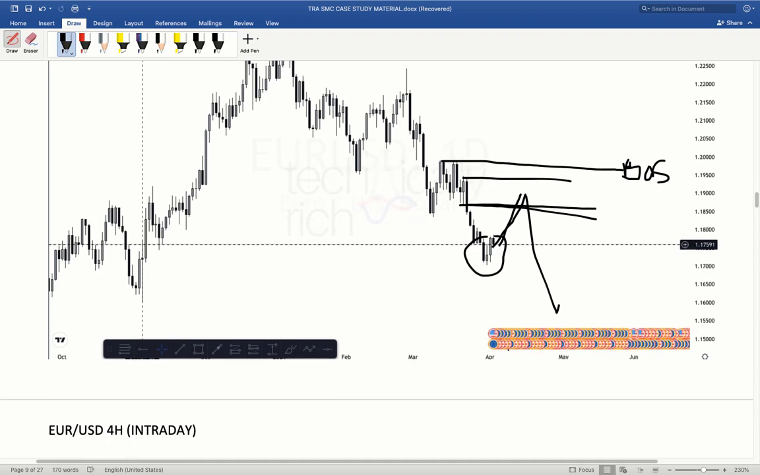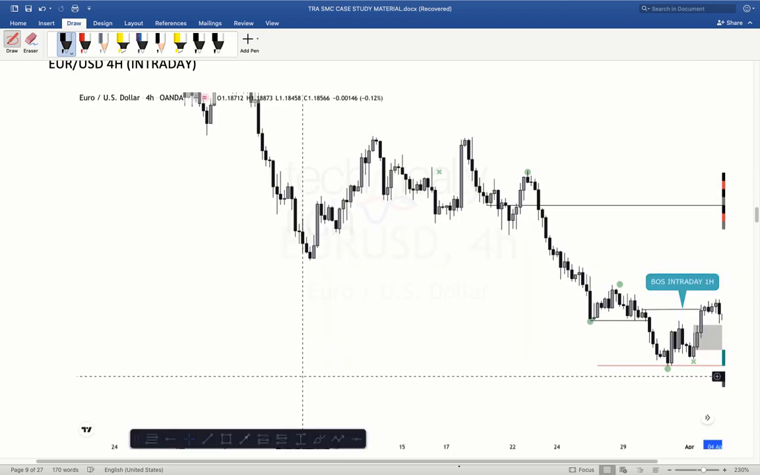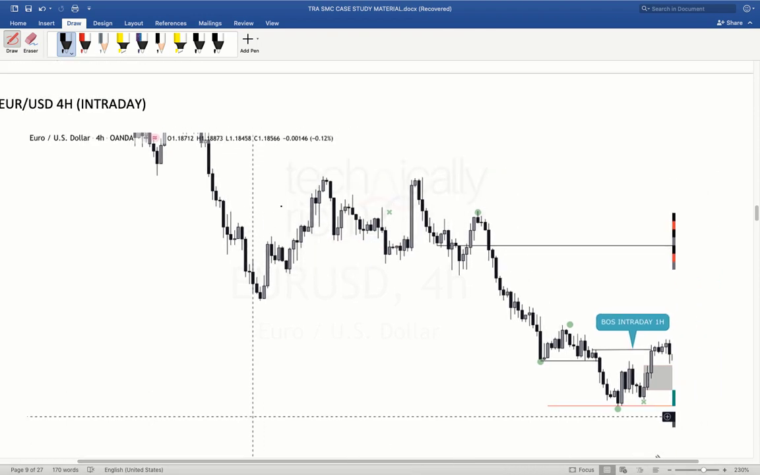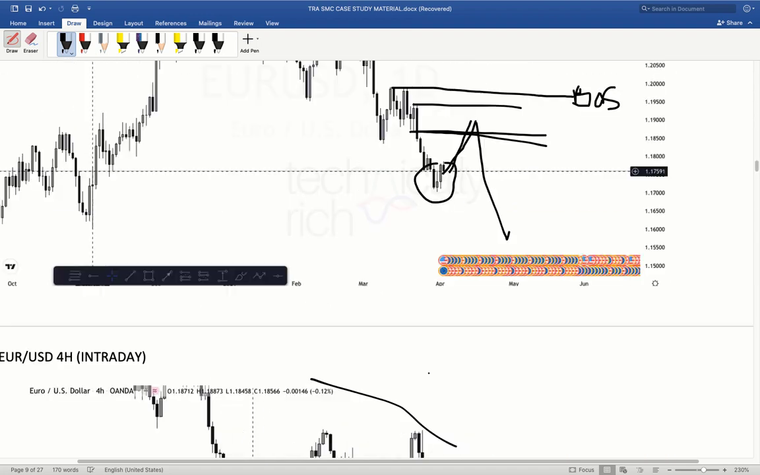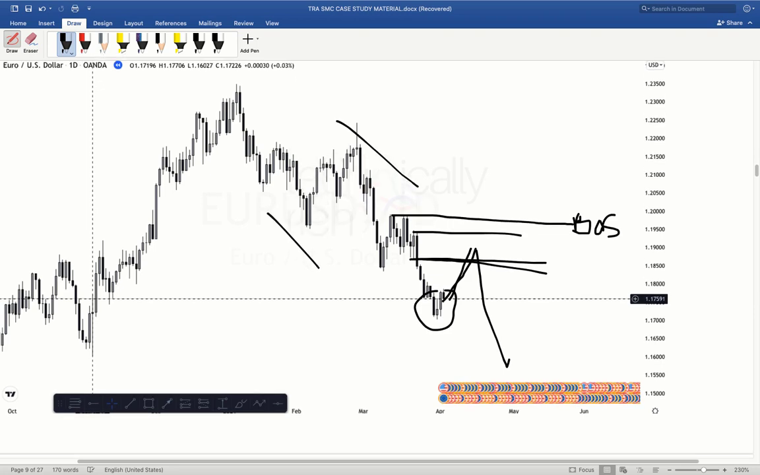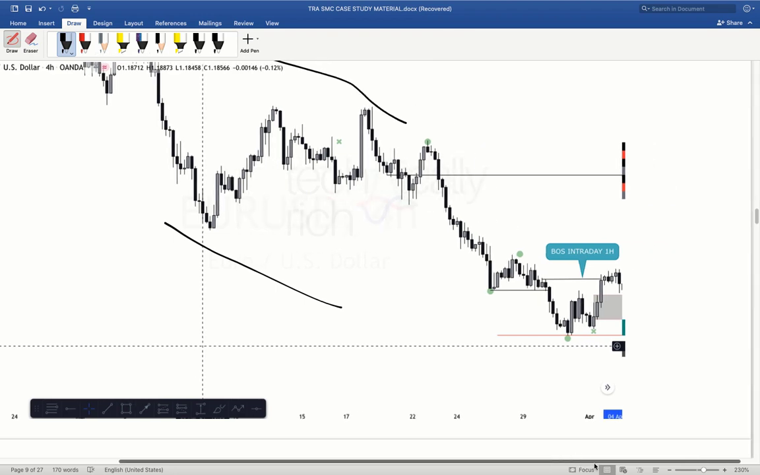So what do we do now? We go to the lower time frame, the intraday, and we look for a break of structure. On our intraday we also have a downtrend. Remember, the daily was also in a downtrend, so we have this downtrend as well. But now we're looking for what? Break of structure.